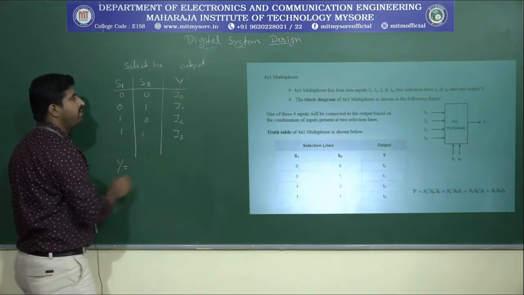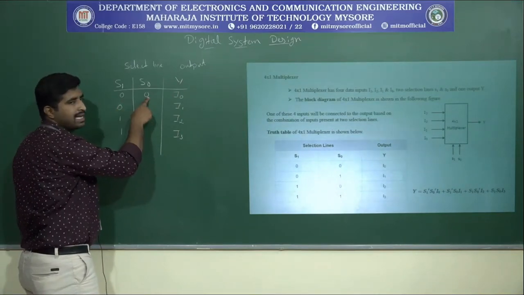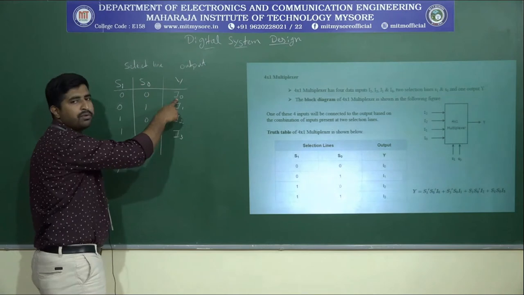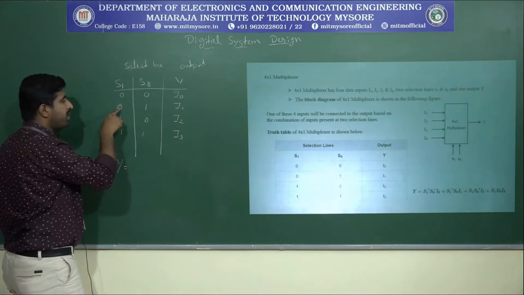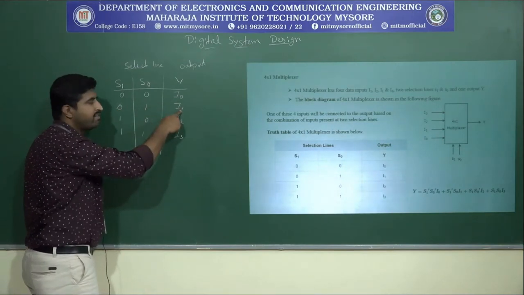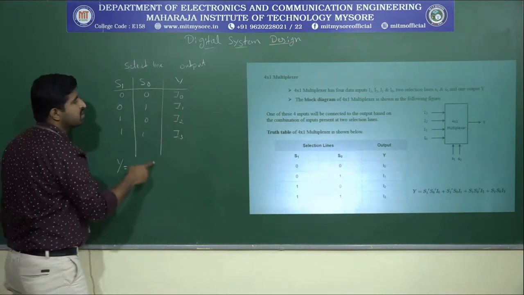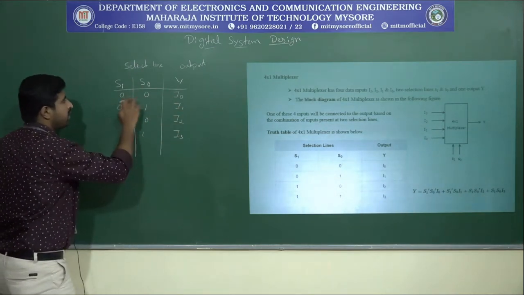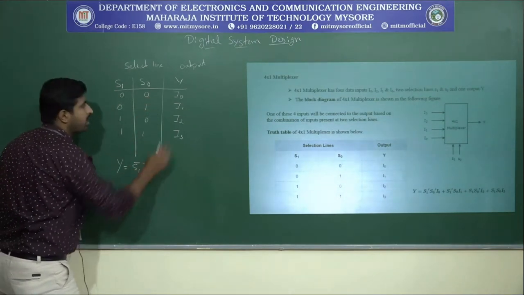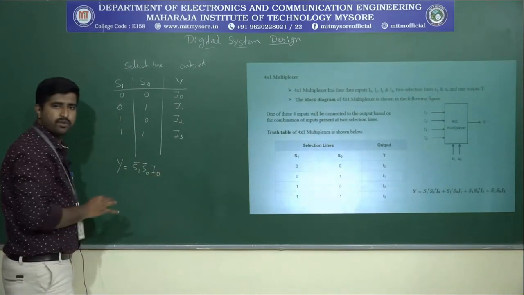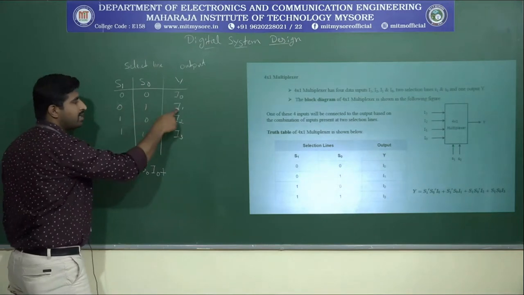So the switching equation: Y will be enabled when the select lines are 00 and the input is I0. Similarly, Y will be enabled when the select combination is 01 and the data is given to I1. So the switching equation will be written as S1 bar, S0 bar, I0, plus, next, 01 I1.